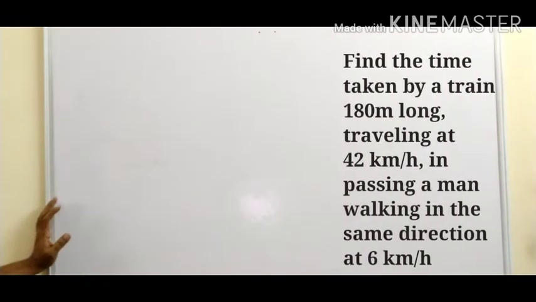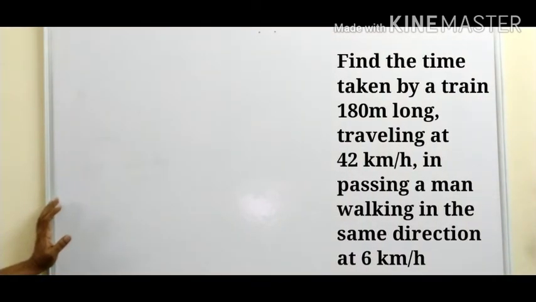So these type of questions are called type 1 questions, questions based on time, distance and speed and relative speed or relative velocity. Okay, let us go to our second question. So your second question is here on your board. Find the time taken by a train 180 meters long traveling at 42 km per hour in passing a man walking in the same direction at 6 km per hour.